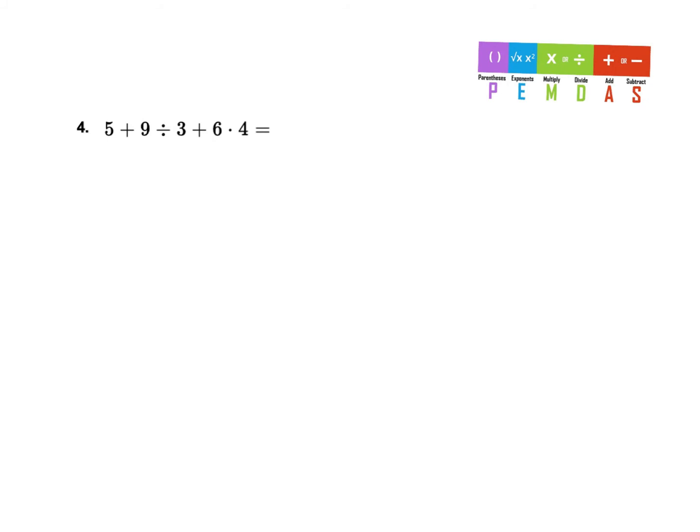All right, number 4, we have 5 plus 9 divided by 3 plus 6 times 4. So again, there's no parentheses, there's no exponents, but we do have this multiplication and division. So let's go ahead. I'm just going to kind of circle these right here. All right, so we're going to start there.